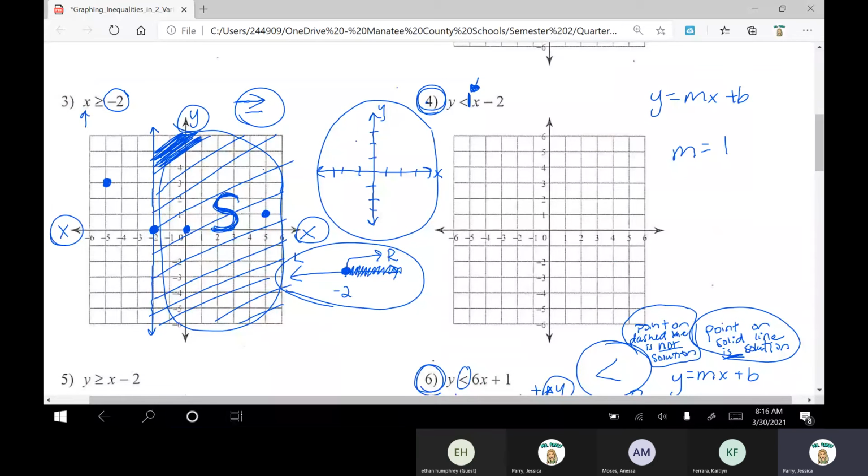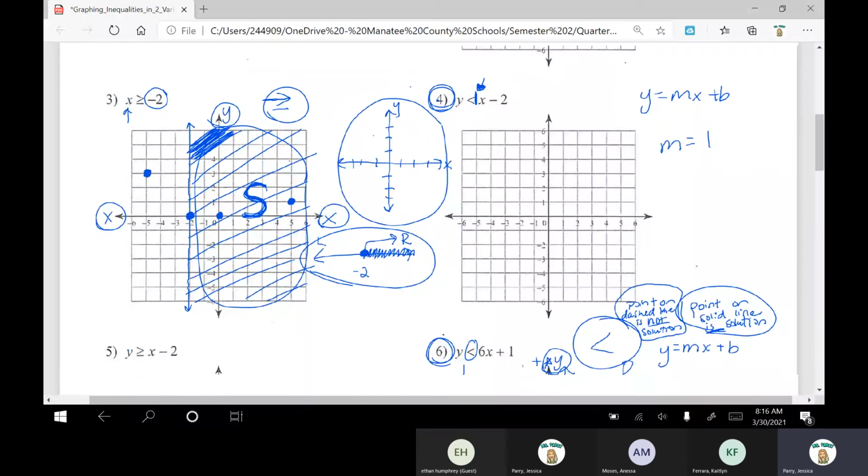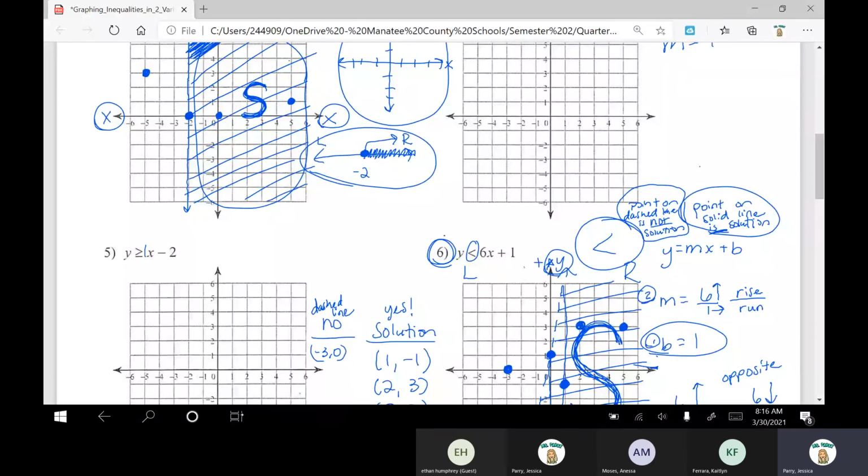And you'll do the same thing for number 5. I'm just giving you guys little tips and pointers. You're going to do the same thing for number 5. Put that invisible 1. So that means M equals 1 for number 5.